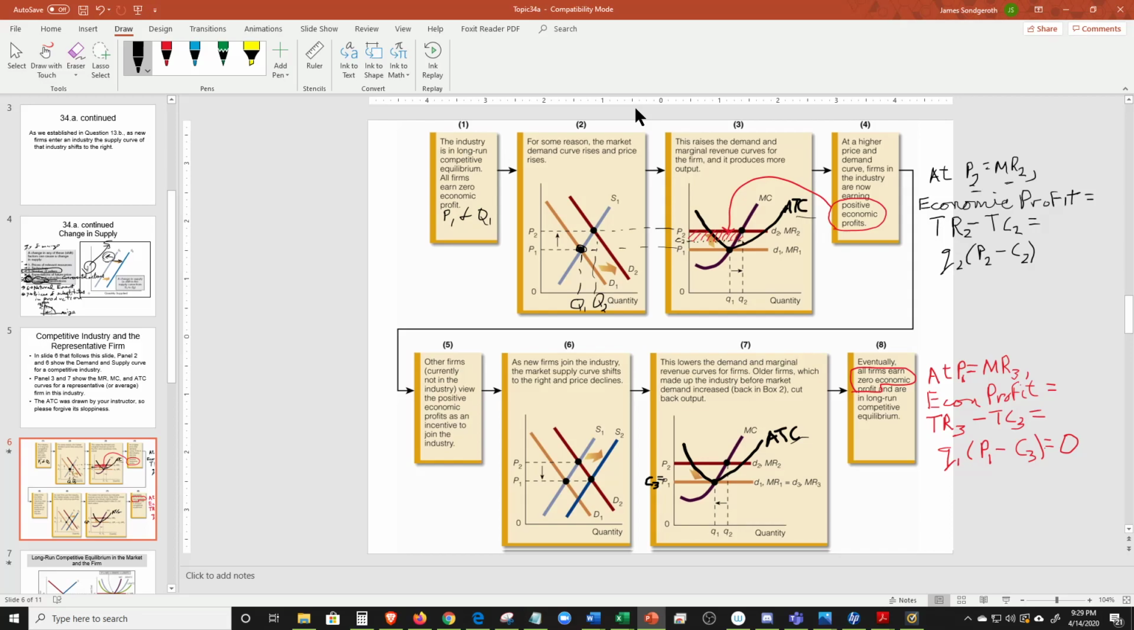And so, of course, we can say total revenue is P2 times Q2, and total cost is the cost per unit, C2, times Q2. We can factor Q2 out. And so the profit per unit is P2 minus C2 times the quantity. So the profit is this red cross-hatched area, and that is your above normal positive economic profits.